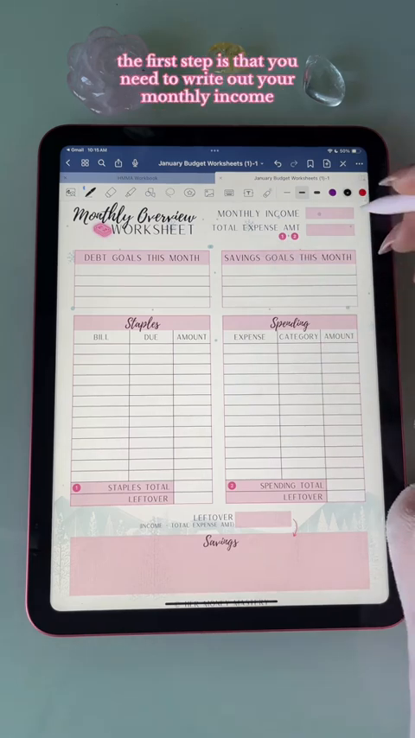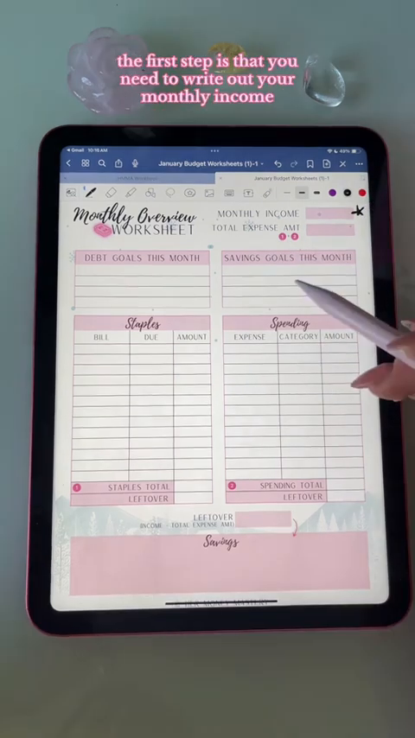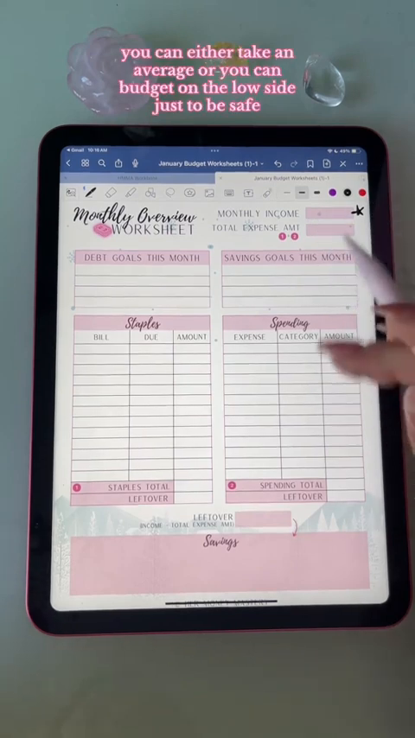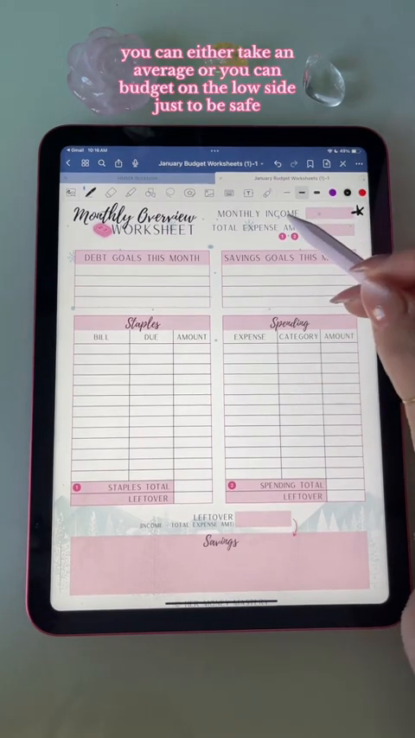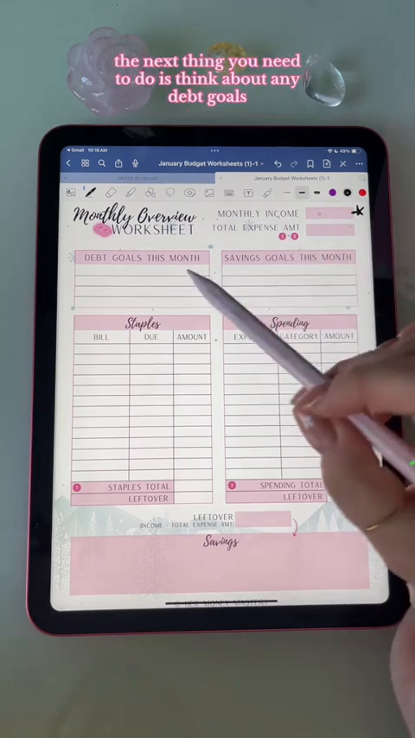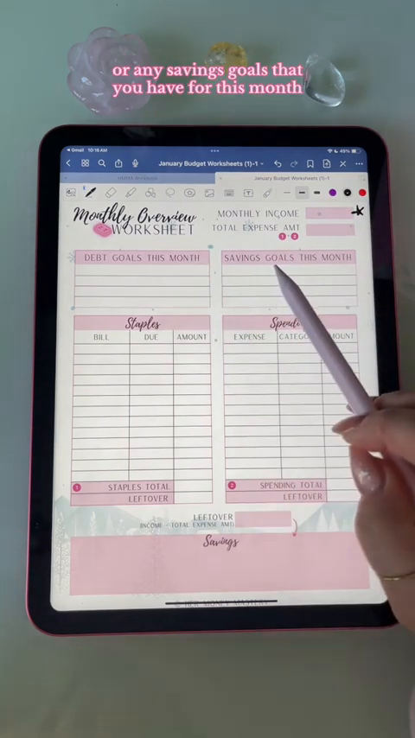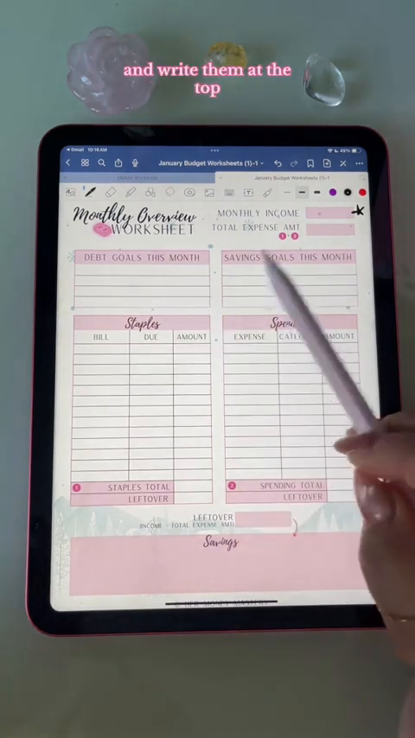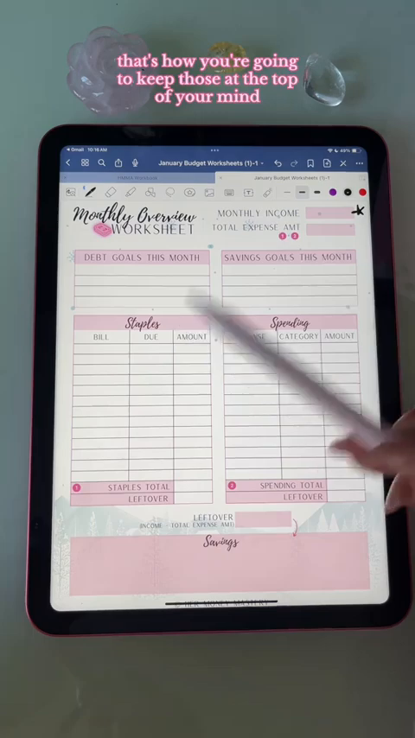The first step is that you need to write out your monthly income. If your income varies month to month, you can either take an average or you can budget on the low side just to be safe. The next thing you need to do is think about any debt goals or any savings goals that you have for this month and write them at the top. That's how you're going to keep those at the top of your mind throughout the month.